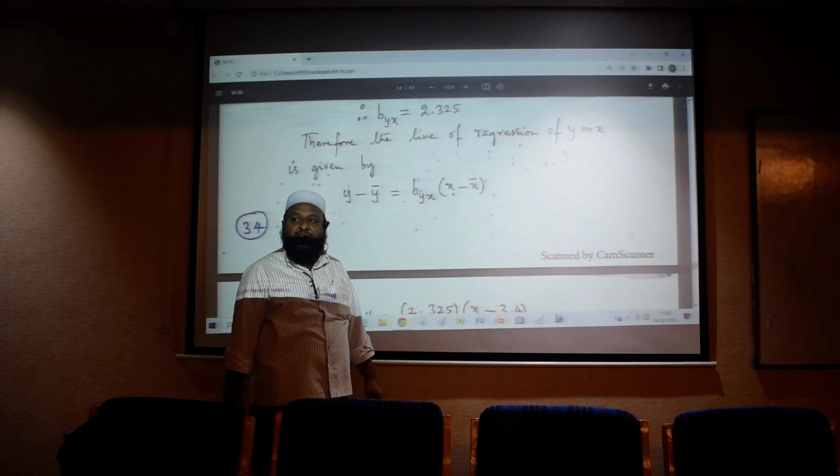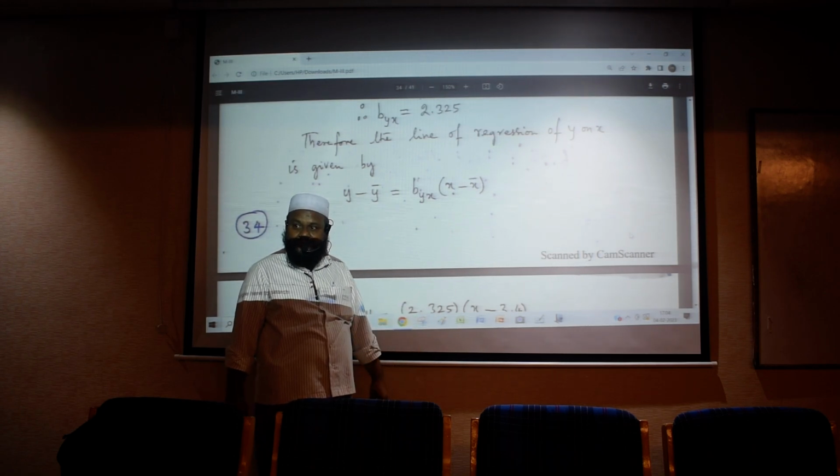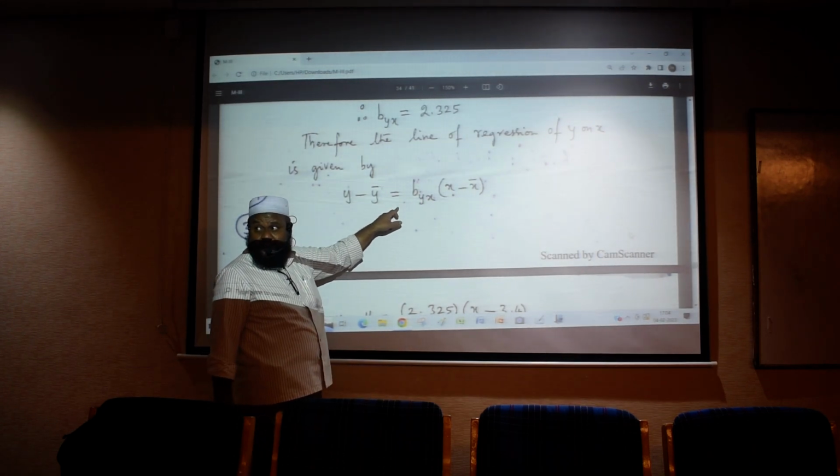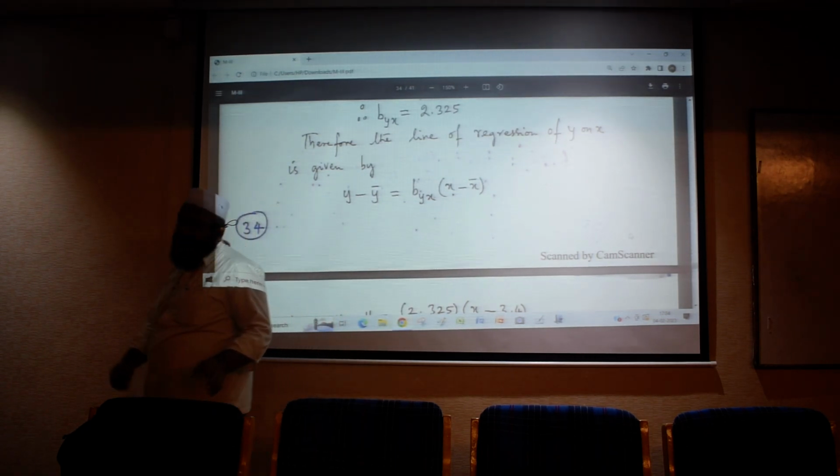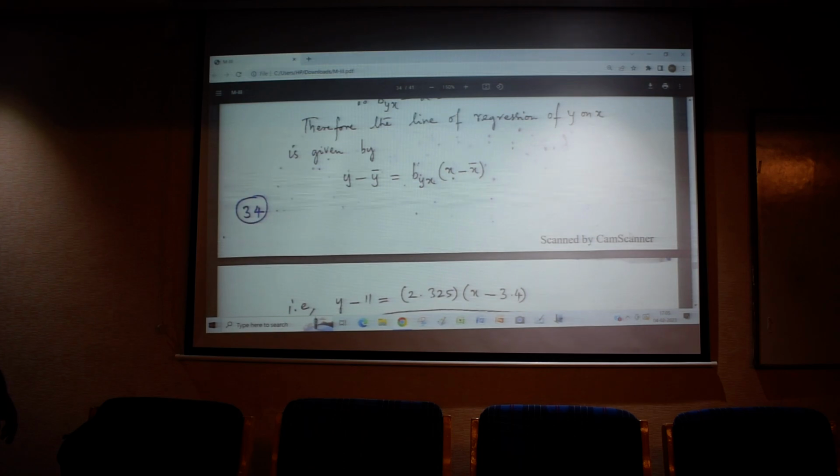Tell me what is the equation for the line of regression of x on y? x minus x bar is equal to bxy times y minus y bar. Nice, you have done it.